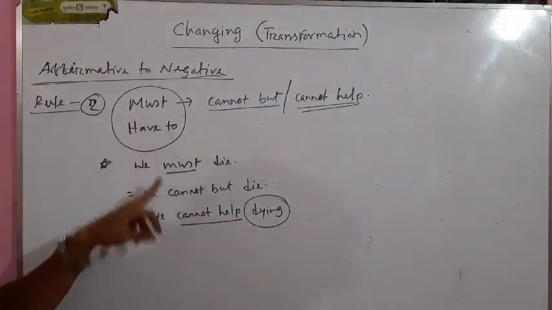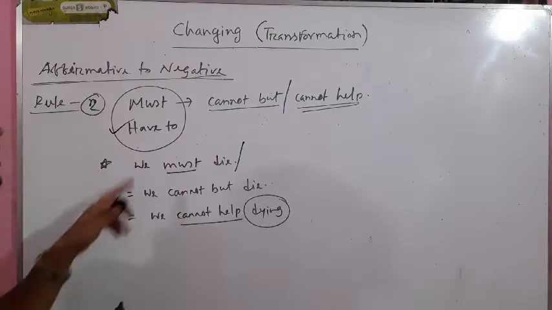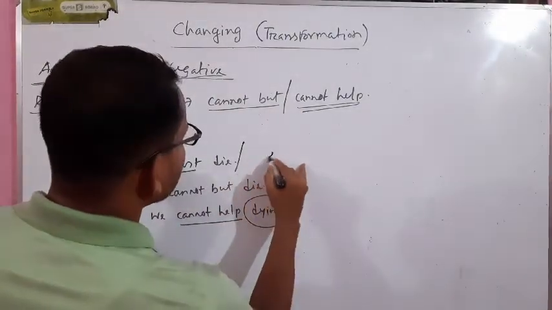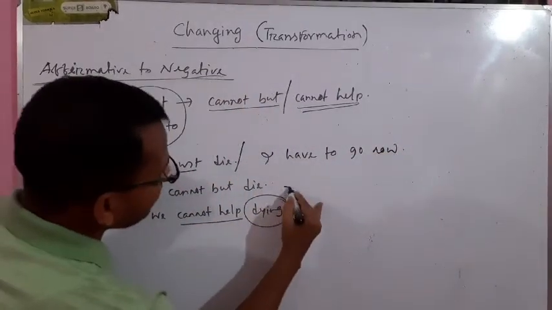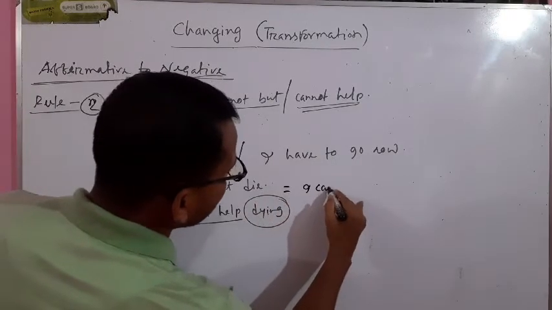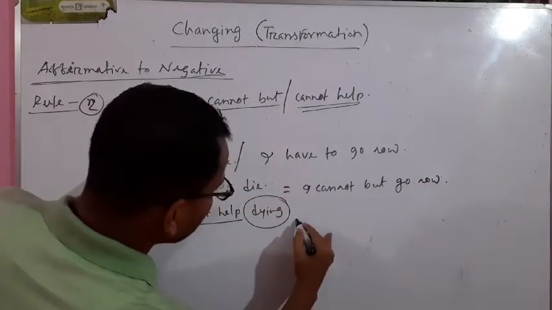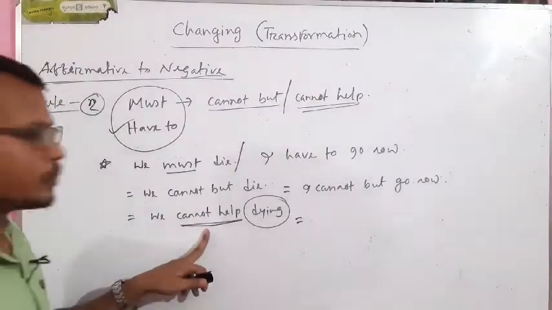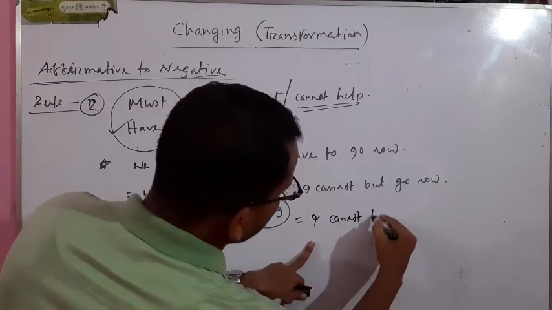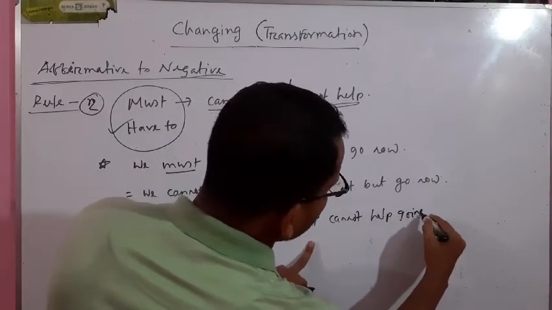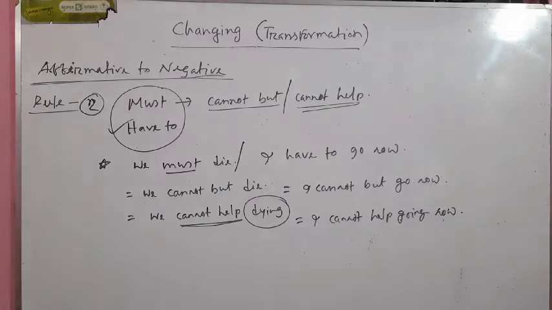Now I have used must in a sentence, but a question can arise: what would it be in the case of have to? No problem. If the sentence was, I have to go now, in that case I should write, I cannot but go now. If you want to use cannot help, no problem. In that case your answer will be, I cannot help going now. Okay, I think this rule is clear.